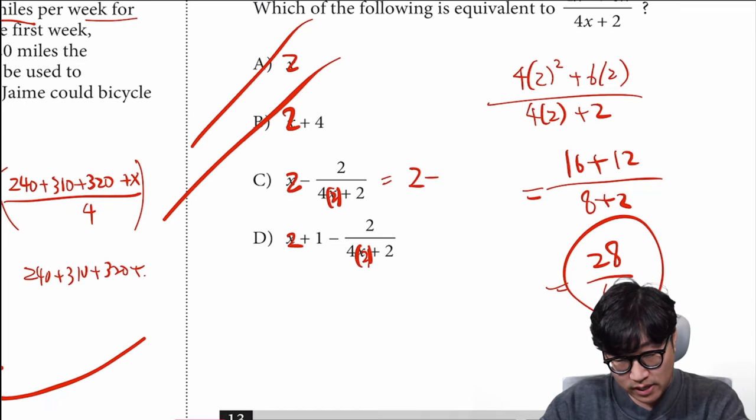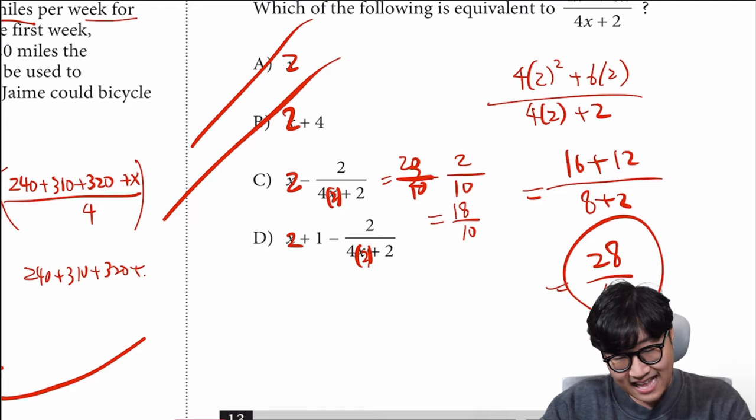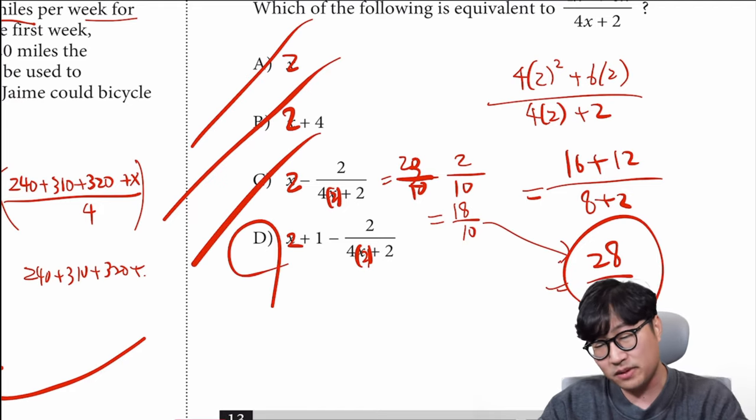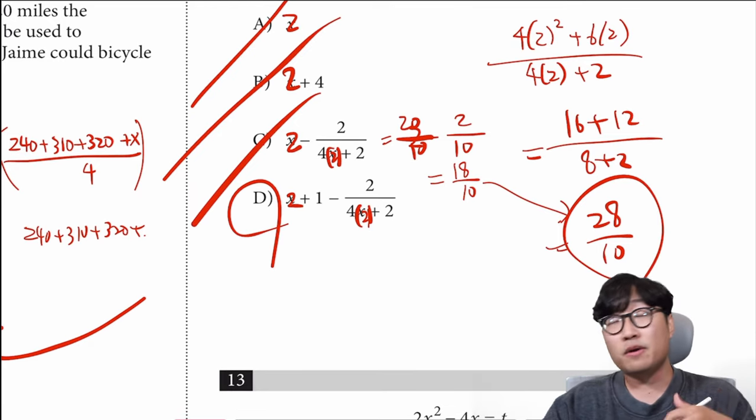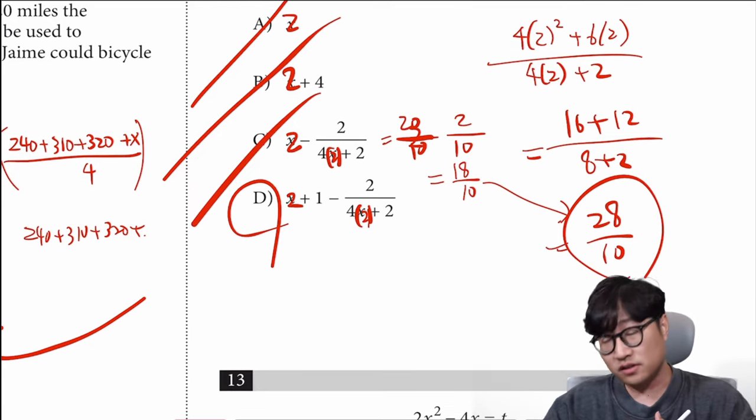So that'll just be 2 minus 2 over 8 plus 2, which is 10. So having common denominator, call that 20 over 10. That gives you 18 over 10, which is not 28 over 10. So that's out, probably D. If you want to check, you can do it. But I know C is wrong. I know A, B are both wrong. So I'm probably just going to circle D and move on.